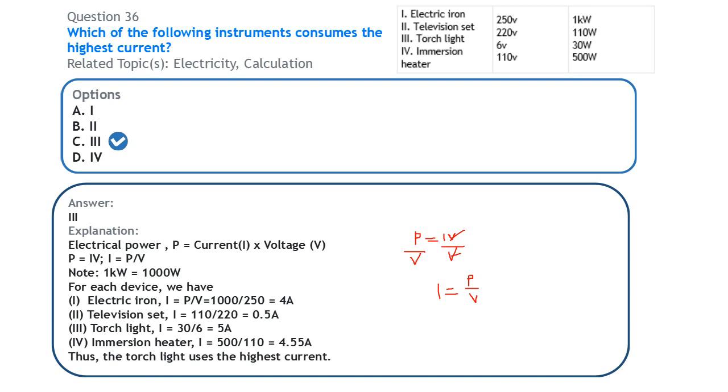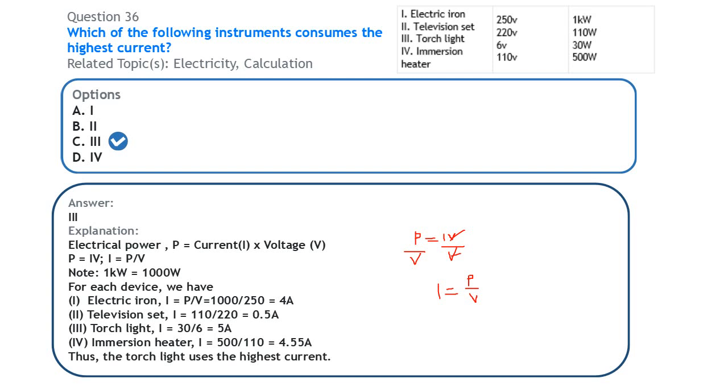Now, for each device, I'm going to calculate the current using this formula here: the power divided by the voltage. For the electric iron, the power is 1 kilowatt, and 1 kilowatt is 1000 watts. You can see all of the other ones are in watts, so what I will do is convert this to watts as well, so we can have a balance here. So we have this as 1000 divided by the voltage, which is 250, and that is 4 amperes. So this electric iron consumes 4 amperes, and that's the current consumed.